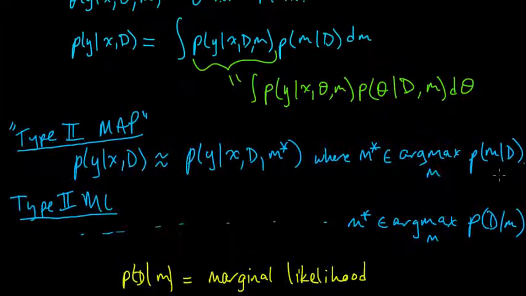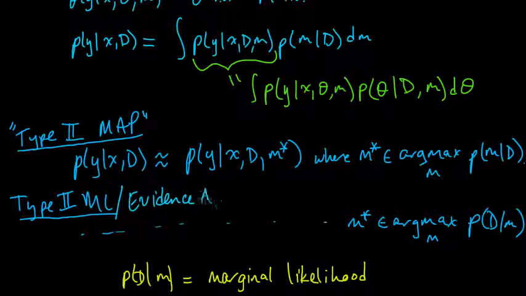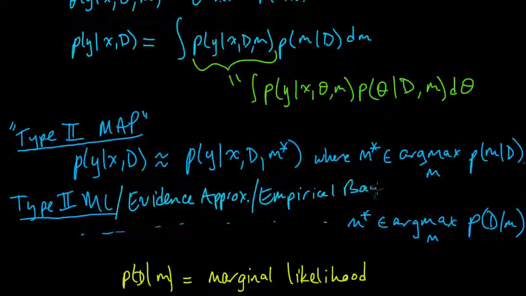And this has a couple other names here. This type 2 maximum likelihood is also called the evidence approximation. Sometimes people call it the evidence approximation. And sometimes people call this also empirical Bayes. That's not a very informative name, sort of misleading name actually. But sometimes people call this empirical Bayes. And that's just the same thing as type 2 maximum likelihood, same thing as evidence approximation.